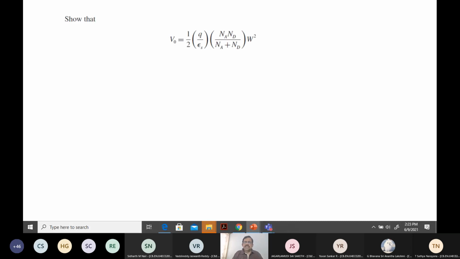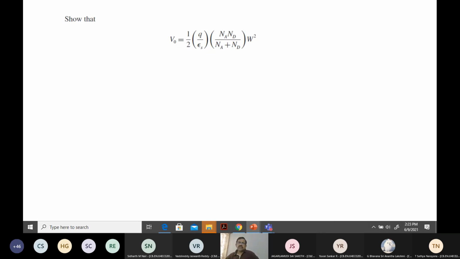The first question asked is, show that V naught equals 1 by 2 Q by epsilon naught epsilon S, then the product of Na Nd by Na plus Nd, W square. Where the symbols are known to you.